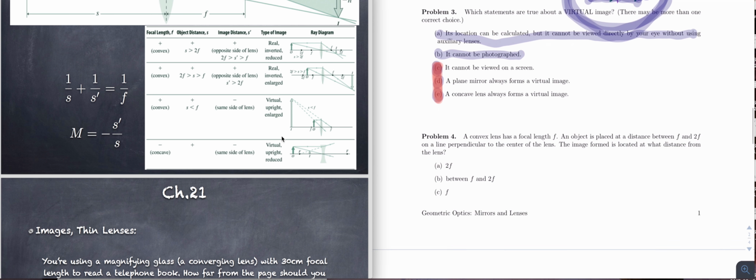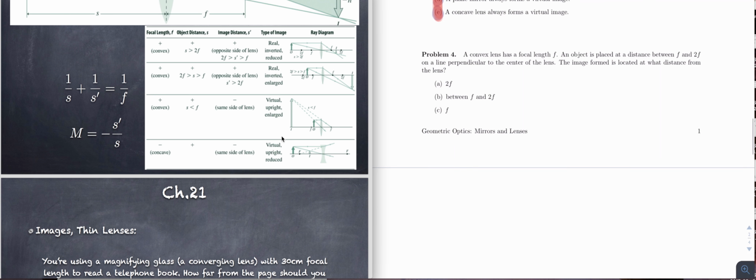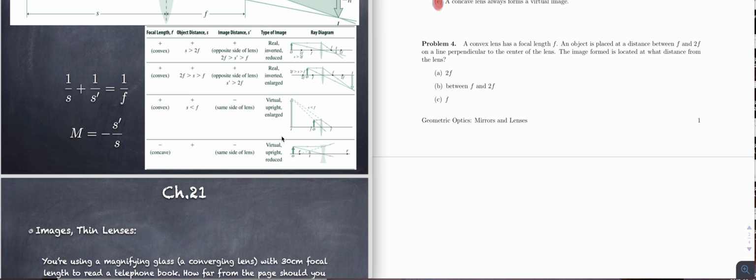Okay, so let's move on to problem 4. A convex lens has a focal length f. An object is placed at a distance between f and 2f on a line perpendicular to the center of the lens. The image formed is located at what distance from the lens?